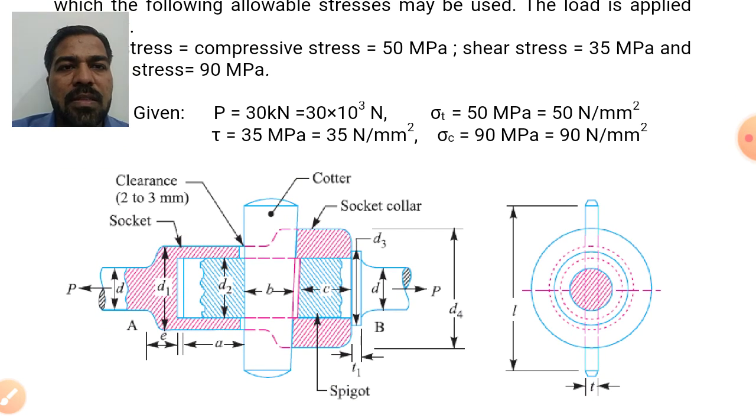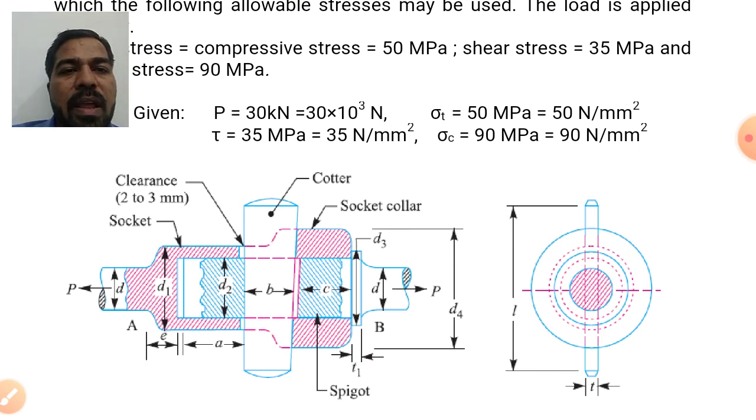So this is the schematic diagram of the cotter joint. Here d is the diameter of the rod, d1 is the diameter of the socket, d2 is the diameter of the spigot, d4 is the diameter of the socket collar, d3 is the diameter of the spigot collar, t is the thickness of the cotter, and t1 is the thickness of the spigot collar.